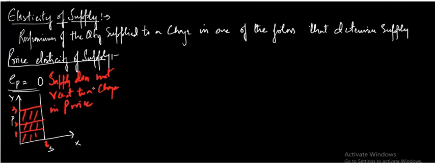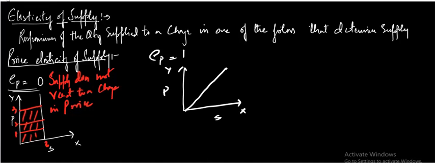Now let me consider another scenario. Let me first draw a graph. Elasticity of supply being equal to 1. This is the supply, this is our price curve, which means that for every 1 unit increase in the price, there is 1 unit increase in supply.